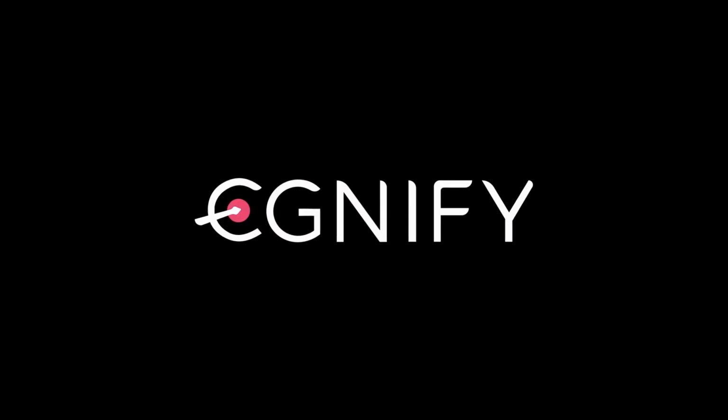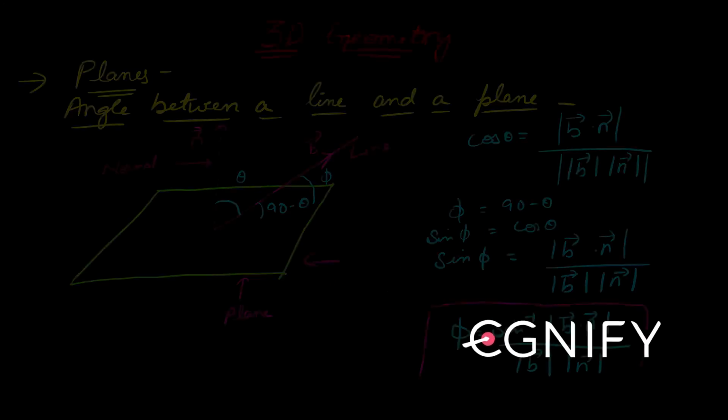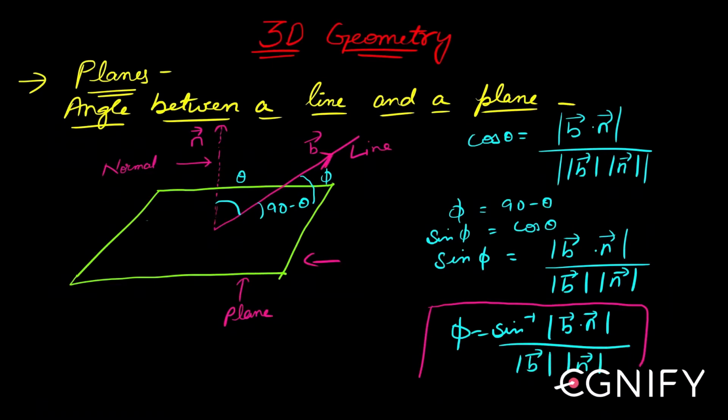Let us now look at how to find the angle between a line and a plane. In this diagram, this green thing is the plane, and I have a line here. The line is pointing in the direction of v bar. So the question is, how do I find the angle between v bar and this plane? This plane has a normal, n bar.